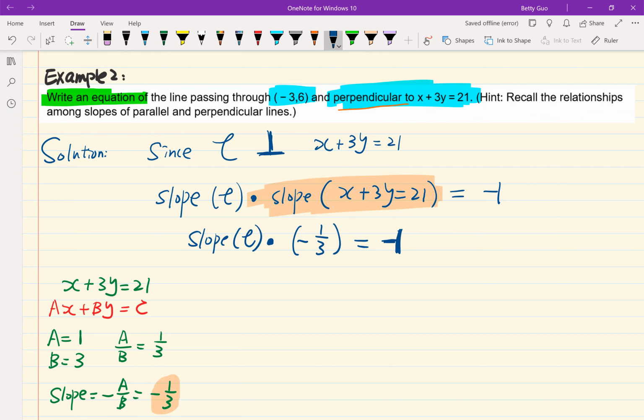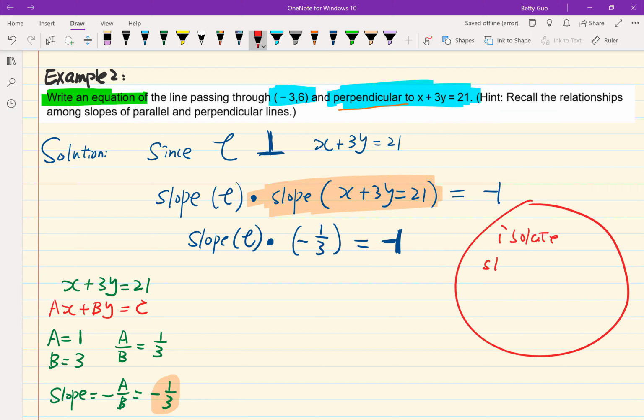How do you solve for the slope of L in this case? You want to isolate the slope of L on the left, right? You want to isolate that on the left because we are looking for the slope of L, right? Tell me what's the coefficient of the slope of L? What's the coefficient of the slope of L?